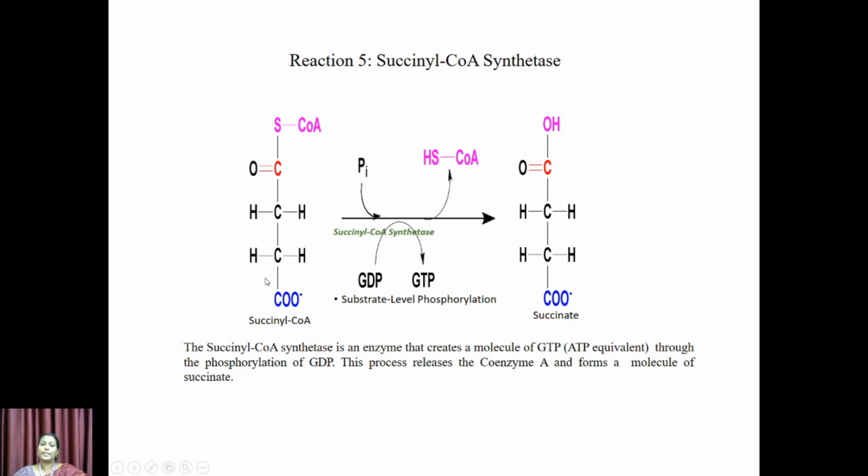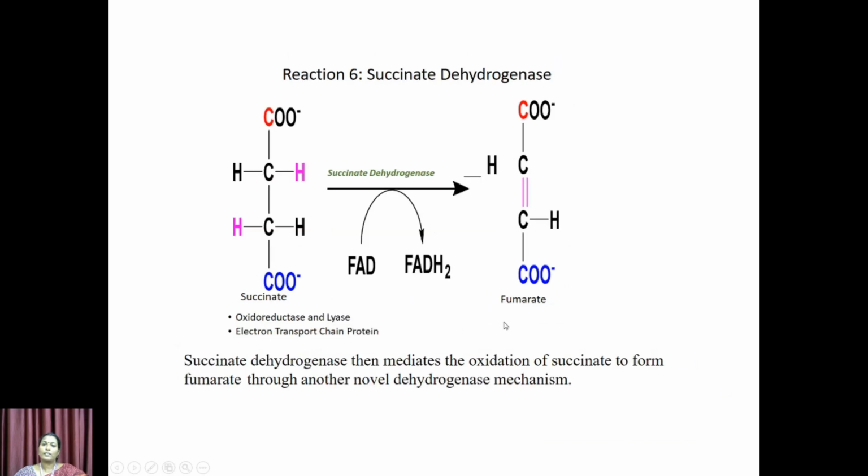Fifth reaction, succinyl-CoA is converted into succinate with the help of the enzyme succinyl-CoA synthetase. This is substrate level phosphorylation. Reaction 6, succinate dehydrogenase. Succinate is converted into fumarate with the help of the enzyme succinate dehydrogenase. FAD is converted into FADH2.